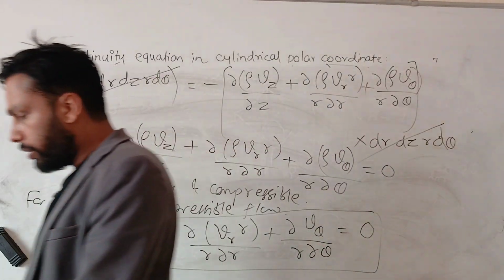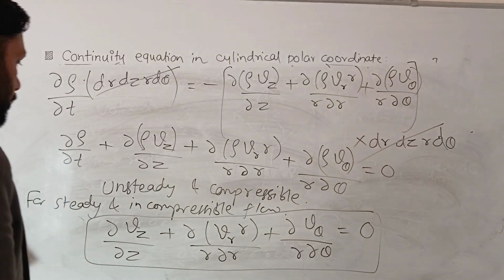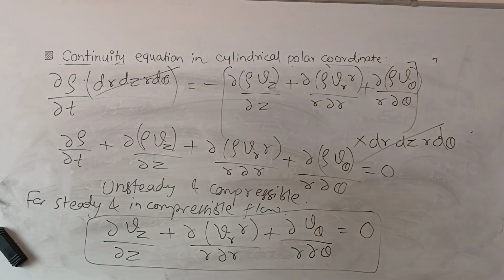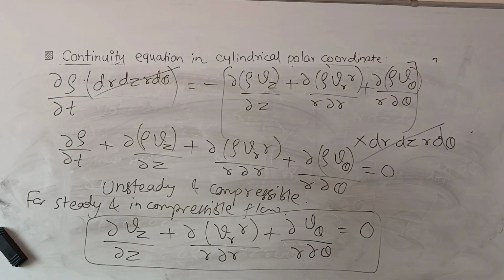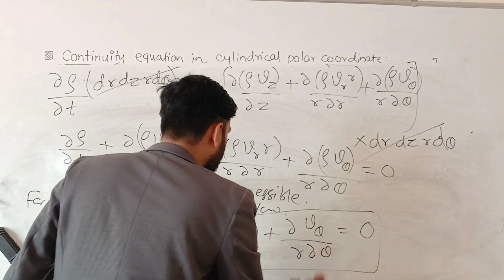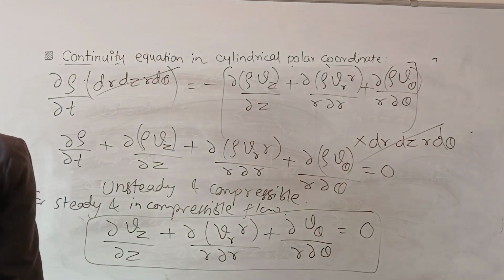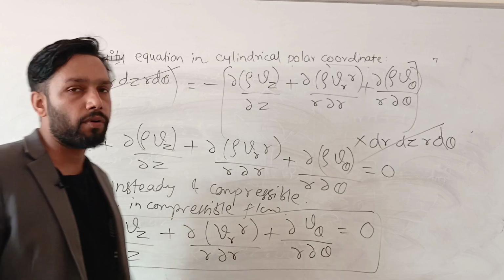So del Vr into r divided by r del r plus del V theta by r del theta and del Vz divided by del z. This is the final expression of the continuity equation in polar coordinate system.